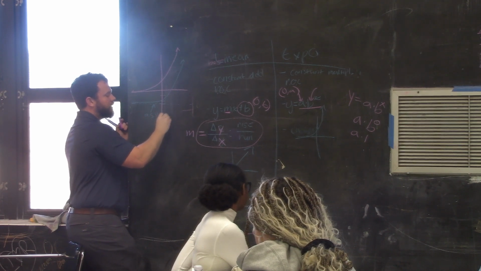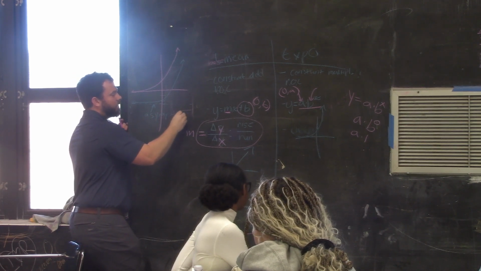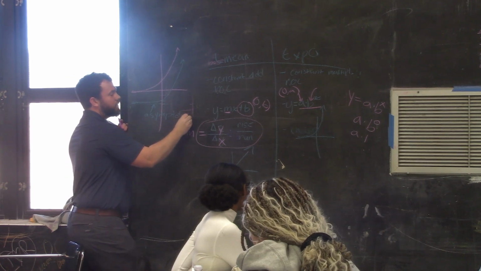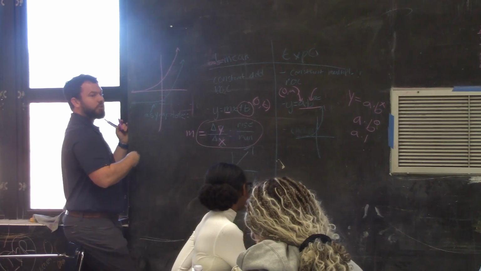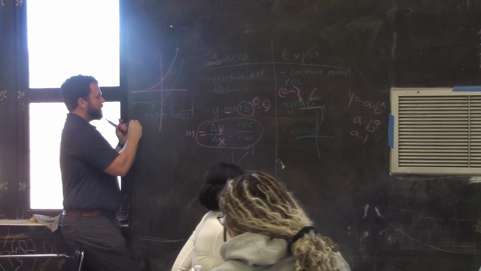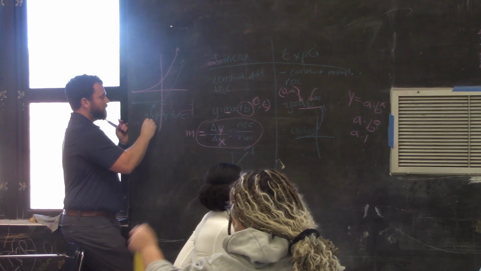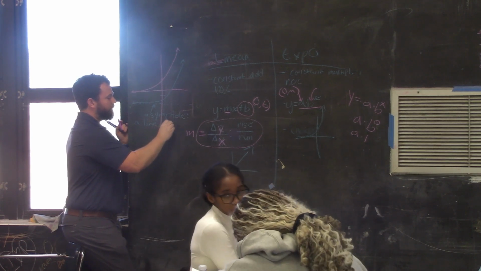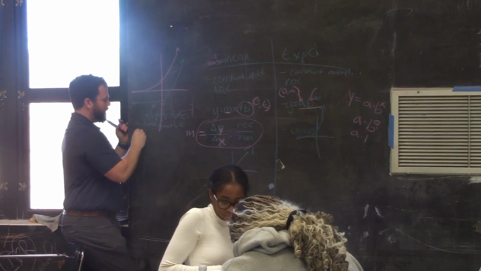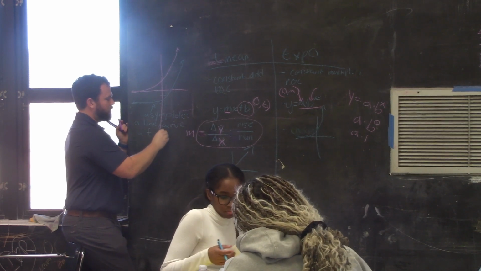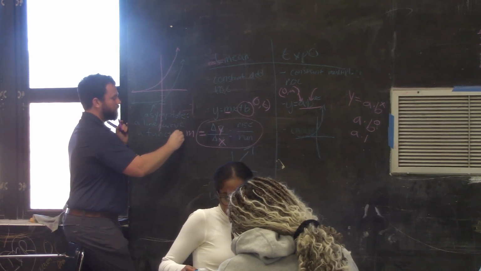And it sounds really fancy, but it's not bad. All an asymptote is, and asymptotes show up in all sorts of functions, just not polynomials. An asymptote is a line or curve a function approaches.